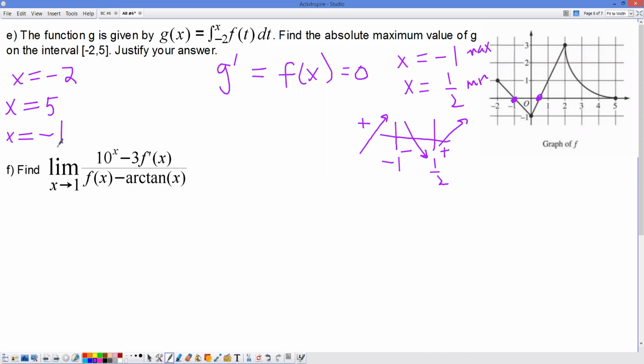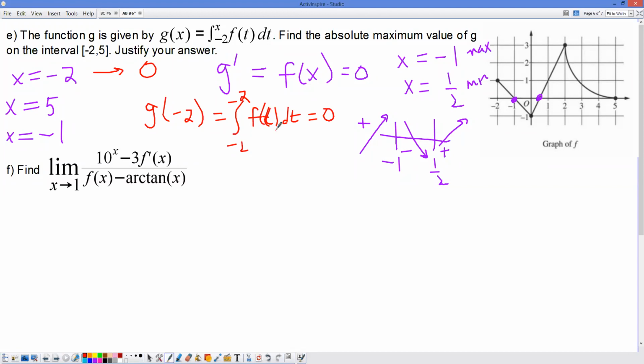And so then we just need to figure out which of those three values is the largest when we plug them into G. So we should pretty quickly be able to evaluate here. G of -2 is just the integral from -2 to -2 of f of t dt, which is 0, right? Because the integral from a to a of any function is just 0.